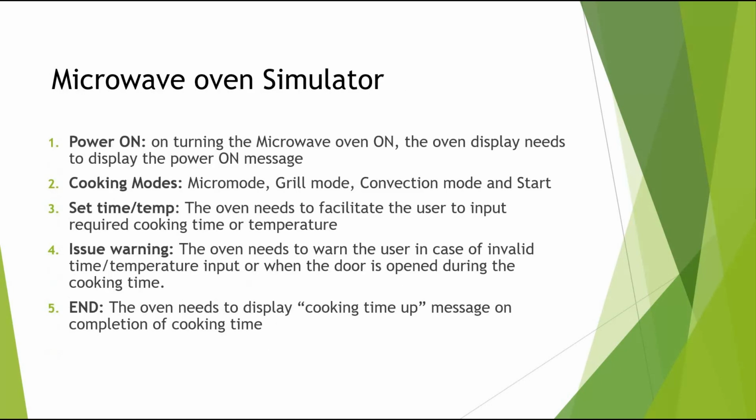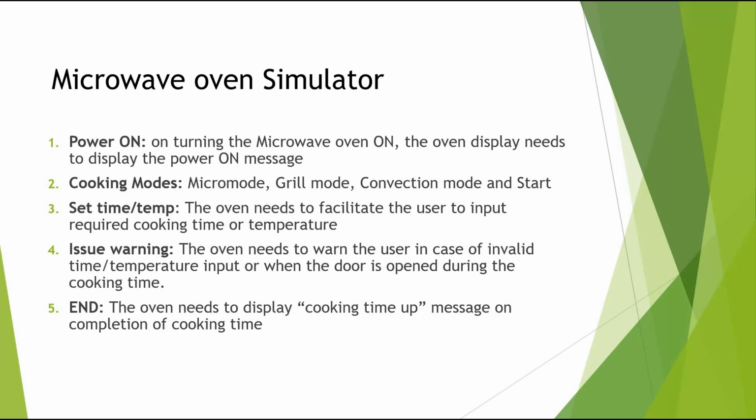The microwave oven simulator has 5 screens: power on screen, cooking mode display, set time or temperature screen, issue warning, and end screen. The power on screen is for turning the microwave oven on; the oven needs to display the power on message. Whereas cooking modes has 4 different modes: micro mode, grill mode, convection mode, and start mode.